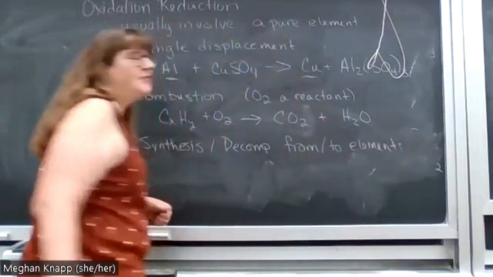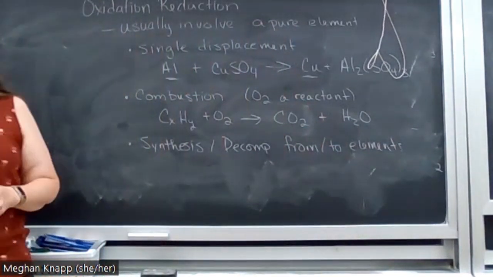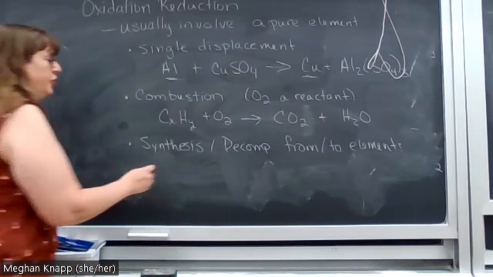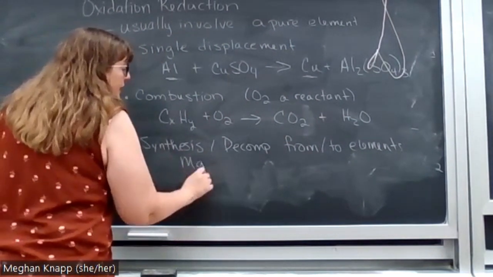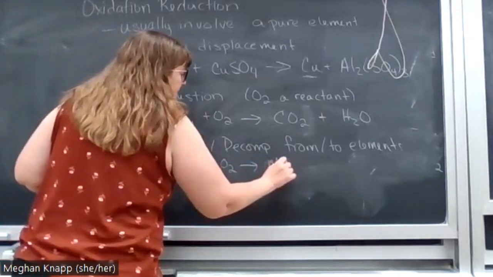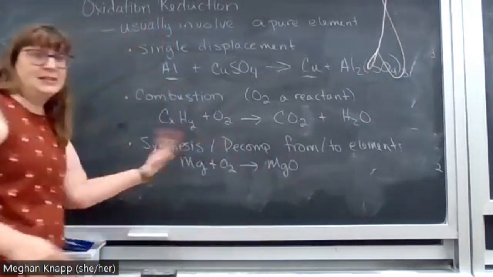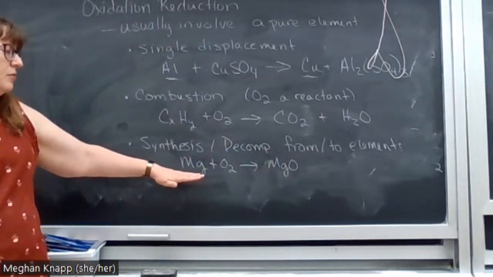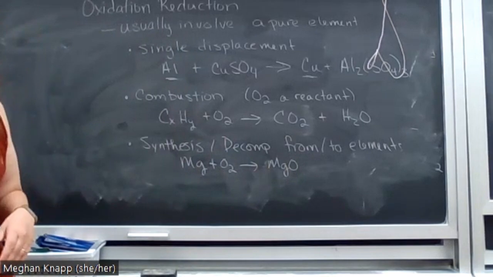And then if you have a synthesis or decomposition reaction to or from elements, that's going to be oxidation reduction. So for example, we said magnesium plus oxygen forming magnesium oxide. That is a synthesis reaction, but it is also an oxidation reduction because we're starting with elements there.